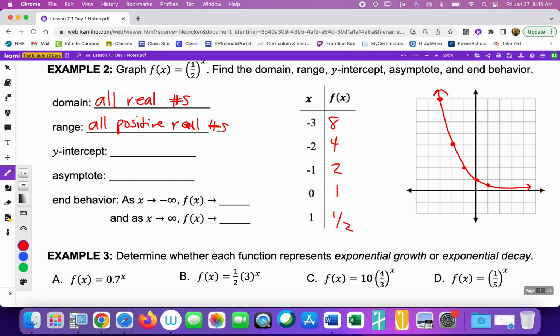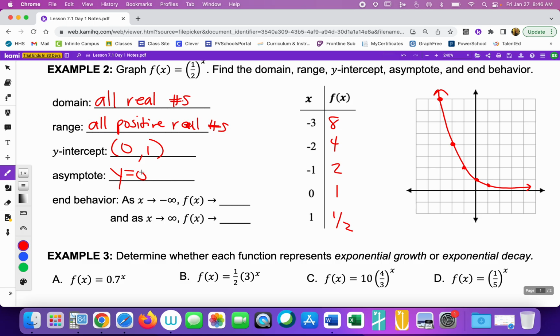Y-intercept, 0, 1. What's the asymptote? Y equals 0, which is the x-axis. Again, that would only change if it was this function and then a plus or a minus a number after it, which we will do next week.